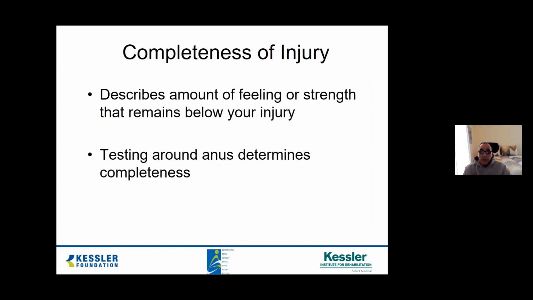And then completeness of injury describes the amount of feeling or strength that remains below your injury. And something I wondered about when I was a patient, and many other patients have questions about, is when the doctor does the sharp or the dull feeling test on your body. A lot of the time they'll focus a little bit more around the anus area, and they do that testing around there because testing in that area determines the completeness of your injury.